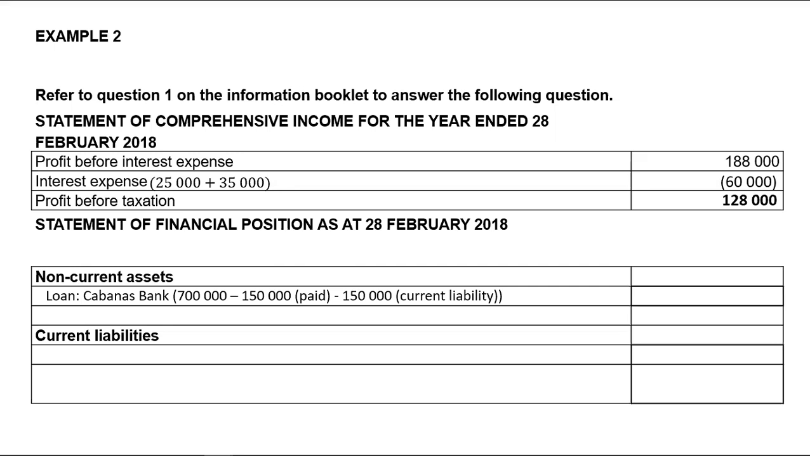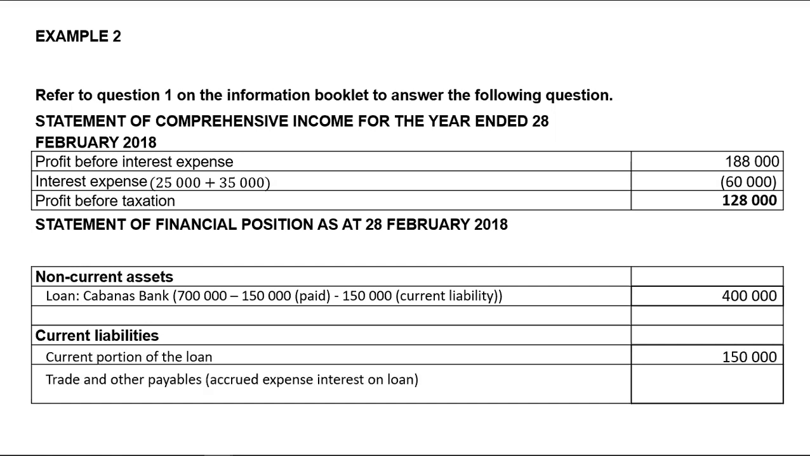However, from that 550,000, we need to minus the portion of the loan that will be paid in the next financial year, which is 150, because they told you that it is paid on the 28th of every year. So that 150 will move from being non-current to being current, and non-current portion will just be 400,000. I just need you to note that we still owe Cabana Bank 550. It's just that the 150 part was included under current liability. And then we're going to include trade and other payables, but on trade and other payables, we include the interest expense that has not been paid, which is 35,000.